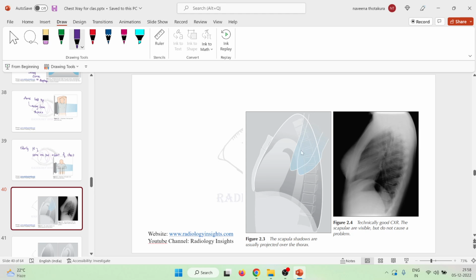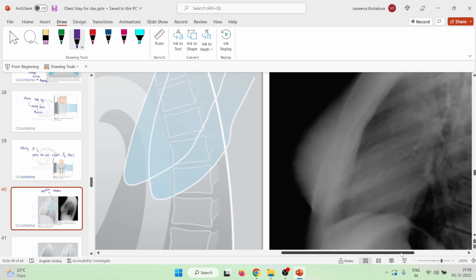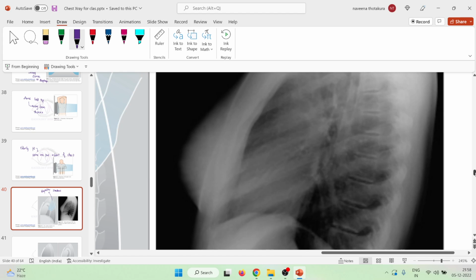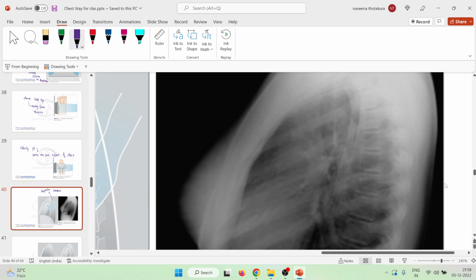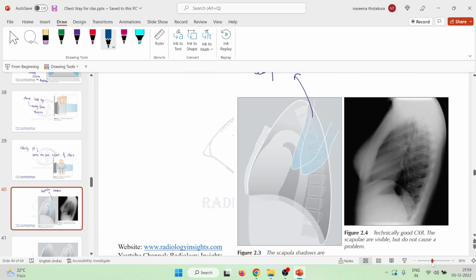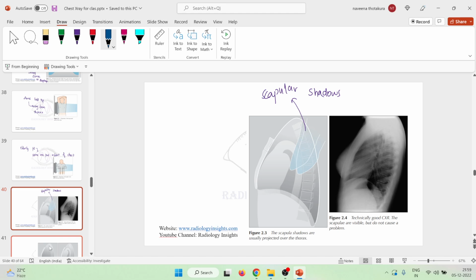So here you can see these are the scapular shadows. Similarly, in this picture also, you will be able to see these as scapular shadows. This is one shadow, this is the other shadow. So these are scapular shadows which are generally seen in a lateral chest X-ray.